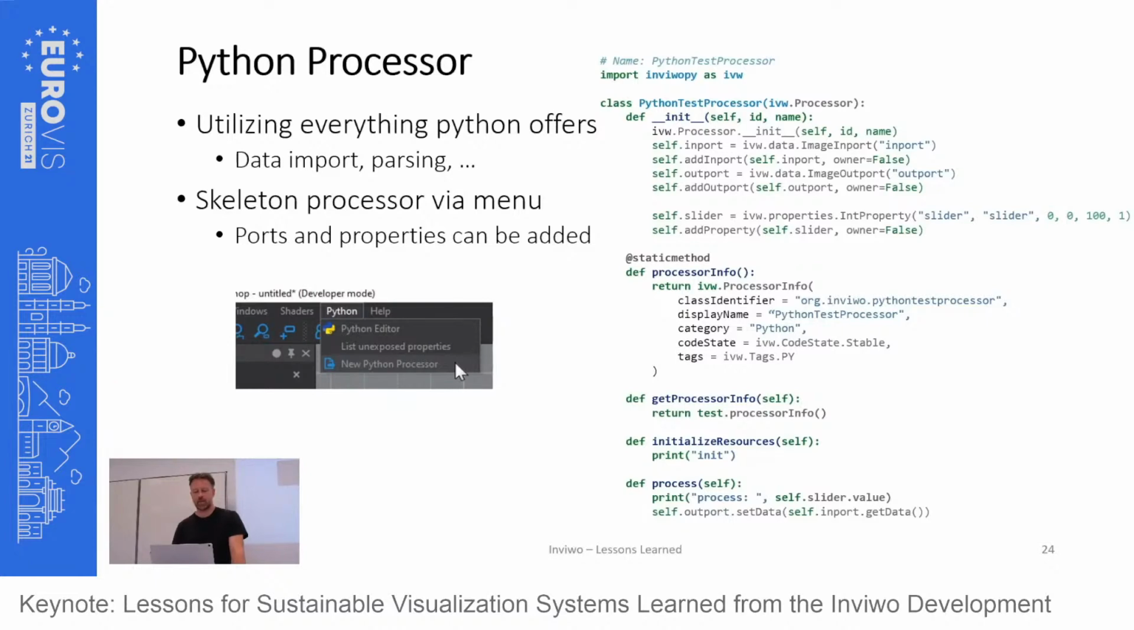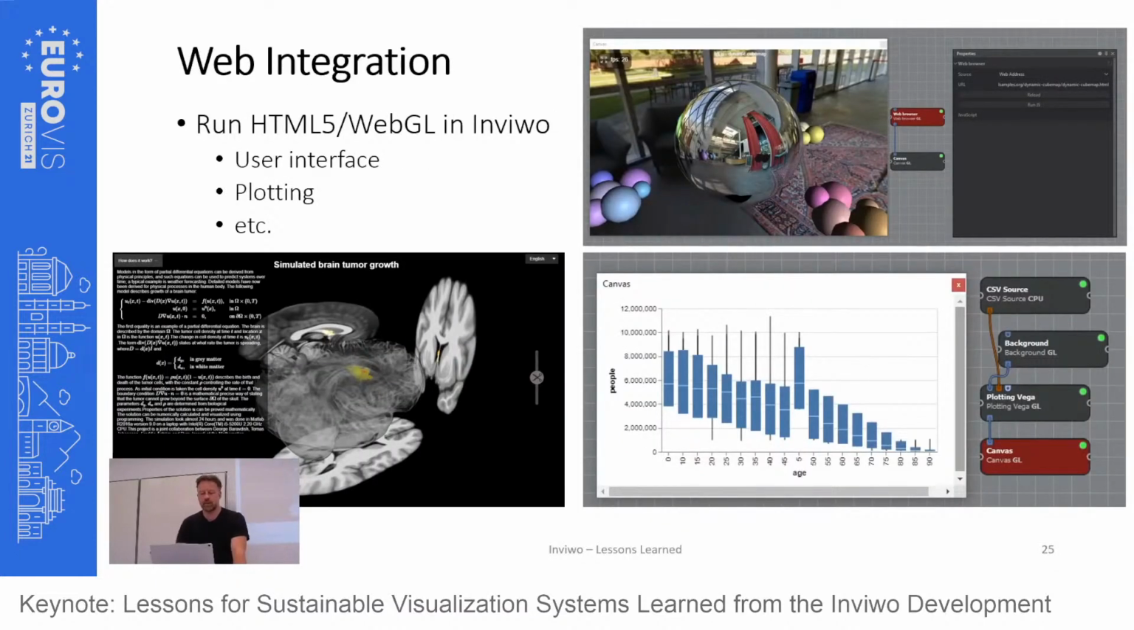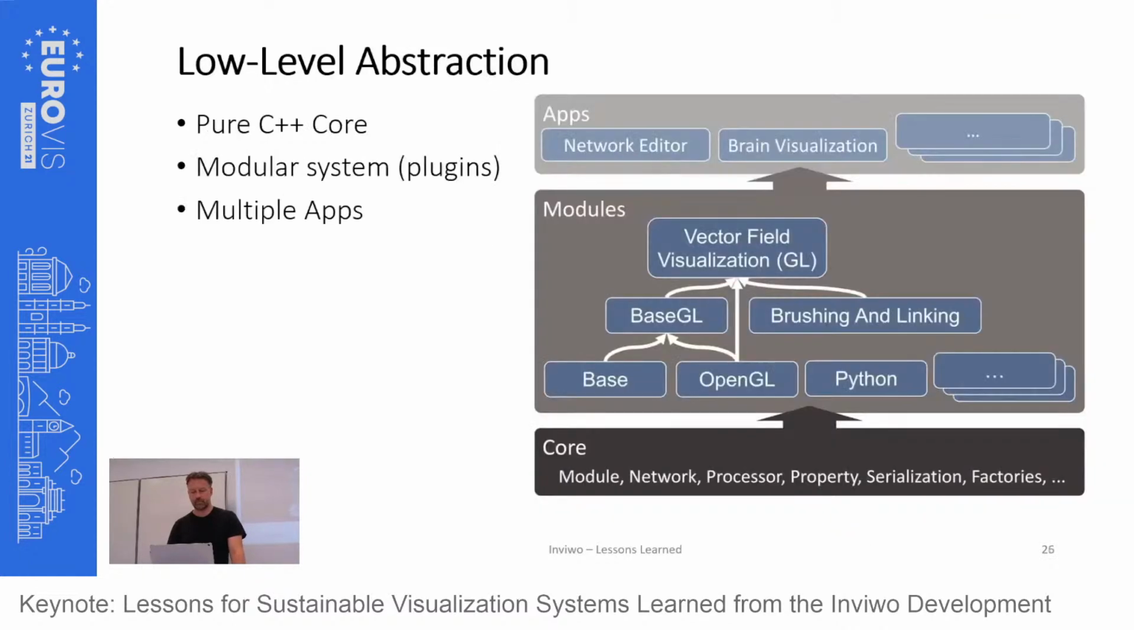And then I said we also have a web world. This was pretty useful for certain exhibitions Inviwo is used in. And there you can showcase and run HTML5 and WebGL inside Inviwo. So you can do it in order to get some more fancy user interfaces into your applications, or to use plotting with Vega, like you see down here. So you essentially can encapsulate the whole web world and bring it into Inviwo and also interact with it.